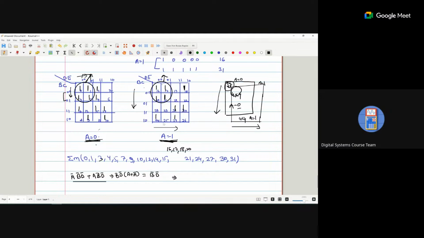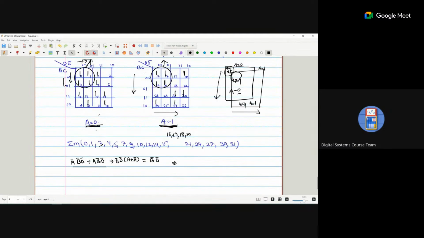Now in a similar way, you can create this group of 4, but there is no overlapping group. So I can write the equation of this one as B bar E with A bar, because there is no overlapping group.